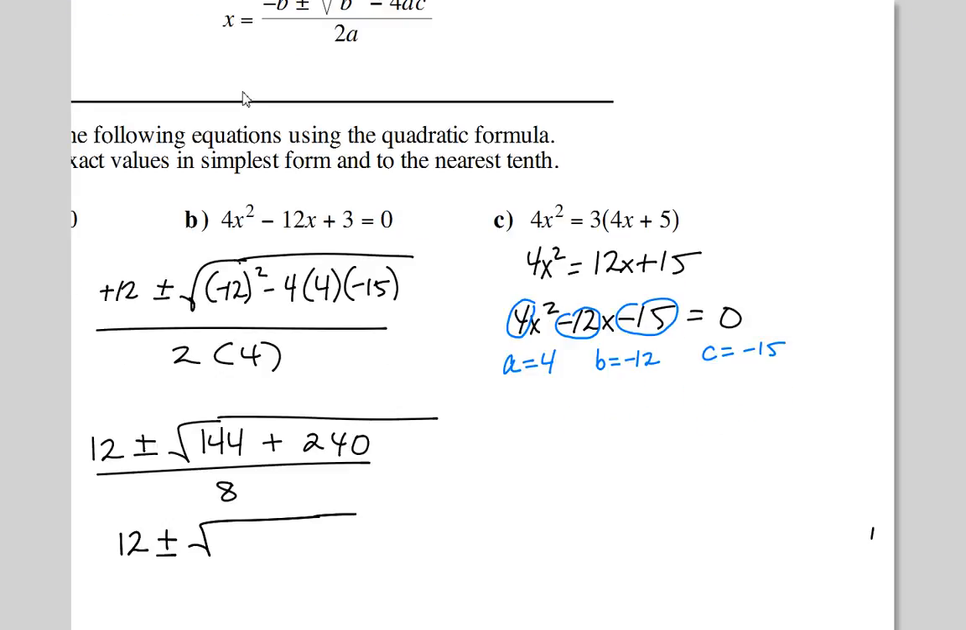I bet some of you are kind of already skipping this step where you just get the number. How many are doing that? That's okay. Just make sure you type everything in perfectly. You get 388. Oh, sorry. 384 all over 8. So now we're looking for perfect square factors of 384.